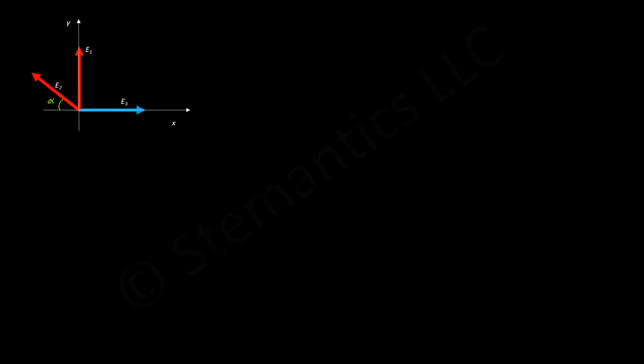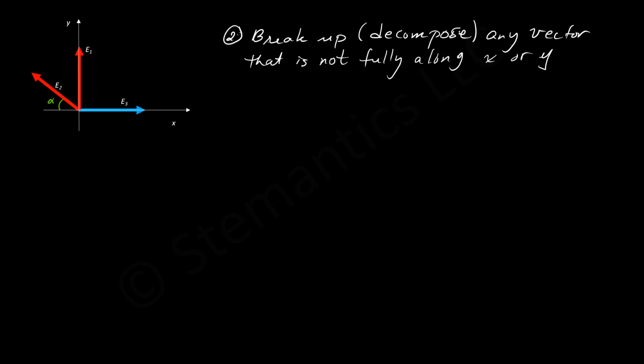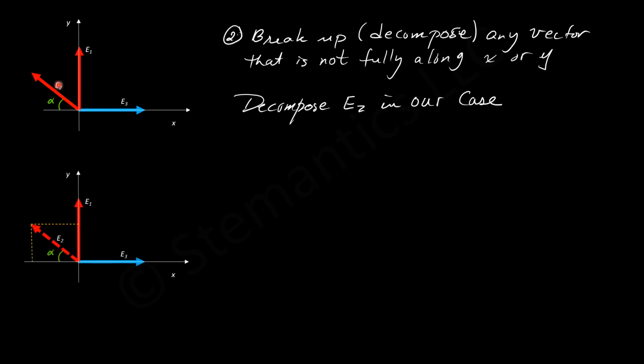Now, here is our situation isolated. So the first thing, now that we drew the vectors and wrote the magnitudes, is to break up or decompose any vector that is not fully along the x or y axis. E1 is along the y, E3 is along the x, and E2 is not along either, so we need to break that up. So we decompose E2 in our problem. So here's E2, here's the angle alpha with the x-axis. I get its projection along the y-axis, which is this one, and that will take the sine, because it's opposite to alpha. And then I get its projection along the x-axis, and that is the cosine.